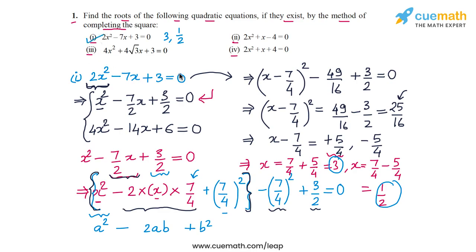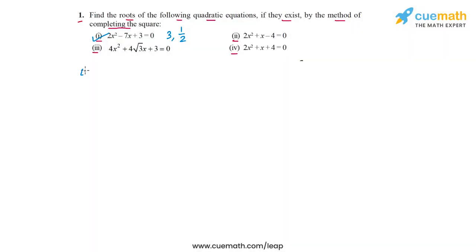Now let's go to part 2. In part 2 the equation is 2x square plus x minus 4 equal to 0. So in this case I'm going to use the approach where I will multiply this equation by 2 so that 2x square becomes 4x square, which is a perfect square. By doing that the equation can be written as 4x square plus 2x minus 8 equal to 0.